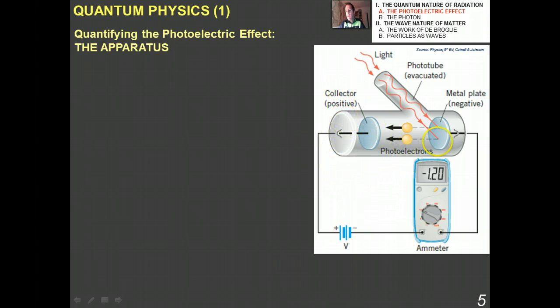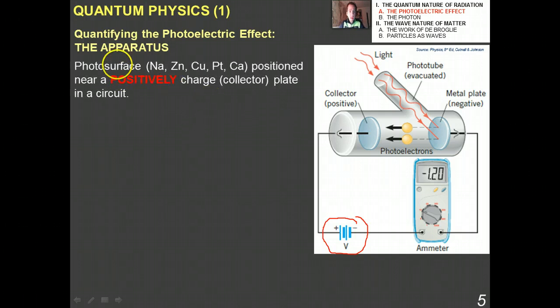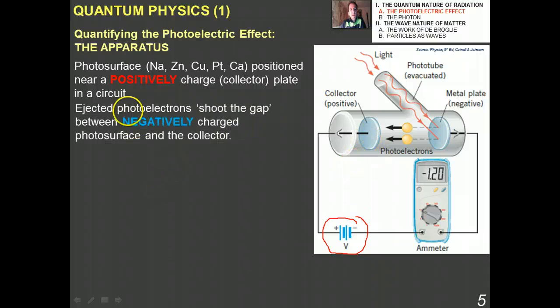Now, my rationale when I walk through this with you: my plates are going to be differently aligned, negative and positive, but the physics is the same, because my battery will be backwards from this one, and you'll see what I mean when I show you. A photosurface can be lots of different kinds of metals, typically sodium, zinc, copper, platinum, etc. In this diagram, you position it near a positively charged plate, and the ejected photoelectrons shoot the gap between a negatively charged photosurface and the collector.